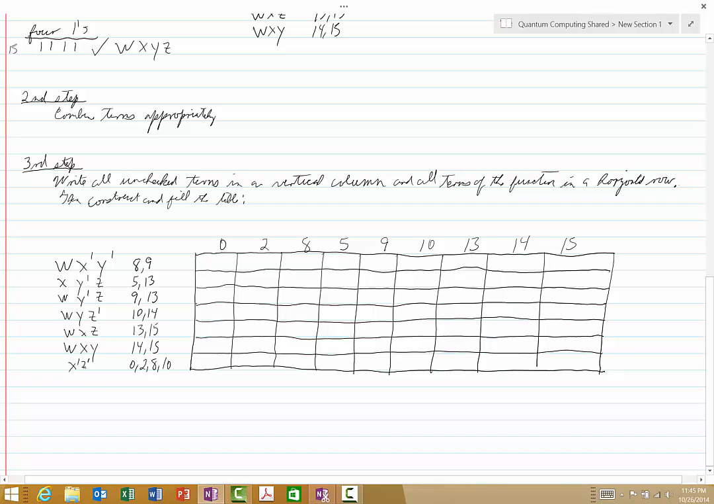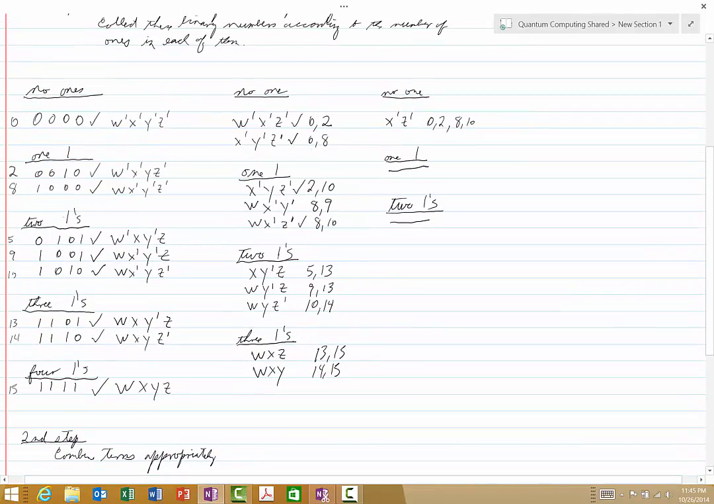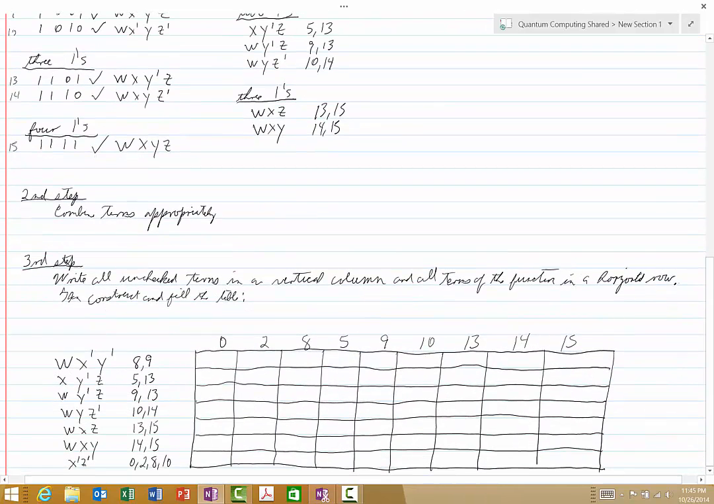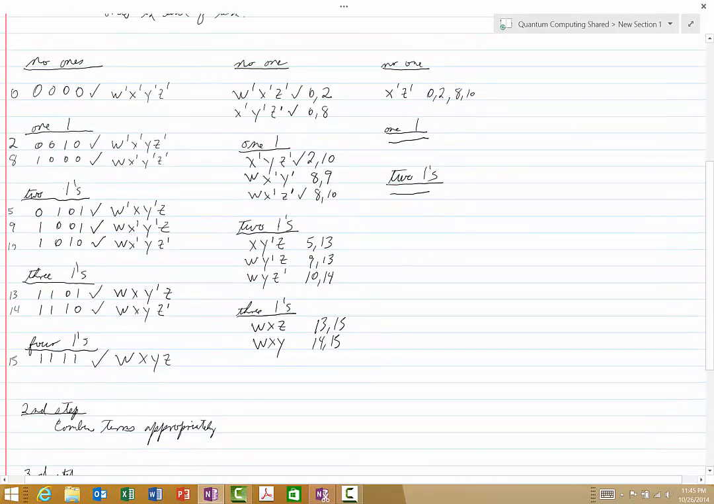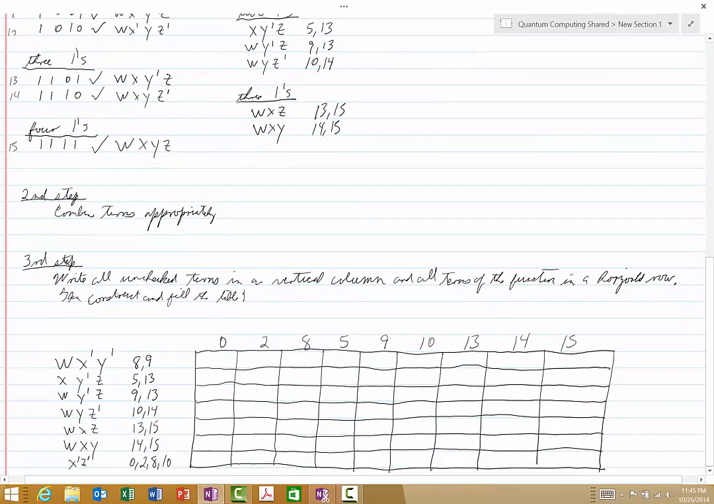Okay, now how do we fill this table? We've constructed the table. Now once again, remember, this vertical column here consists of all the terms that were left unchecked as we went through combining terms here, and the horizontal numbers at the top are simply a collection of all the numbers, these numbers up here, but in decimal form, all the numbers representing the terms in our function. So now that we have this table, how do we fill it? Well, we just look at the numbers that are present in each term and put an X in the appropriate box.